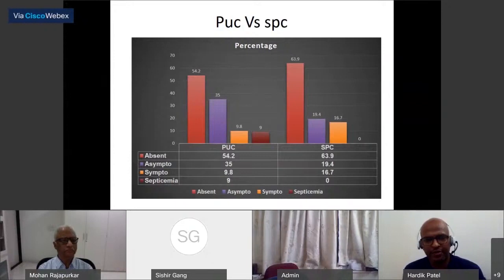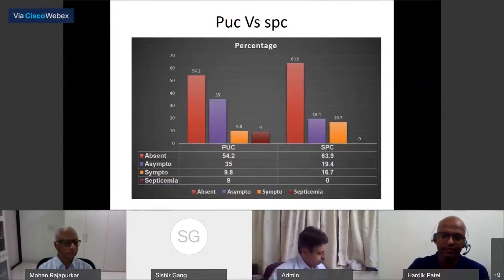We also tried PUC versus SPC. Again, there was not much difference in symptomatic UTI. Obviously, there was some reduction in asymptomatic bacteriuria, but there was not much difference in symptomatic UTI with SPC. In fact, the number was slightly on the higher side with SPC.